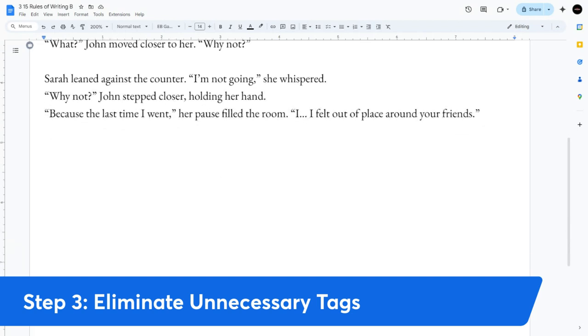So this is really another key thing to remember. You don't always need a dialogue tag at all, and just because you wrote it doesn't mean you have to keep it. Sometimes the body language, as I showed with her pause filled the room or John stepped closer holding her hand, the body language or action can take its place and do even more to convey tone. By eliminating unnecessary tags, adding these emotional action beats, and keeping the flow of dialogue, you get movement both in pace and emotion. So this helps create dynamic dialogue and movement.